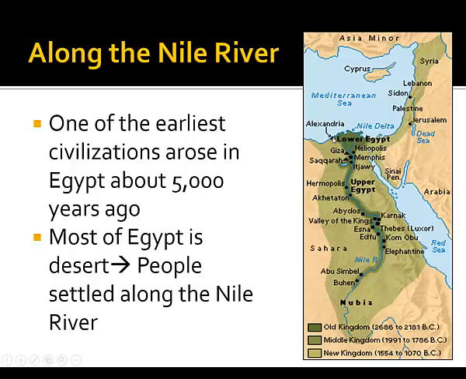Now a delta is a triangle shaped area of marshland where the river begins to splinter off. So you can see at this point, right past Giza, the Nile River starts to splinter off and then flow into the sea.